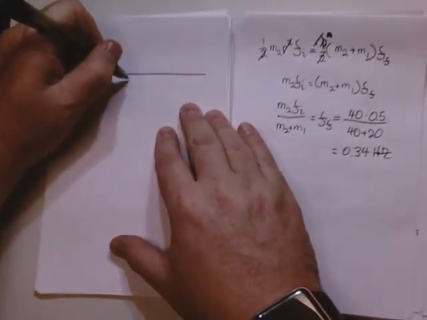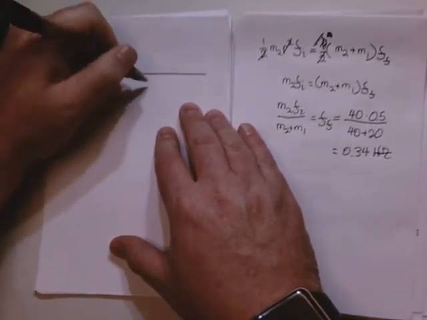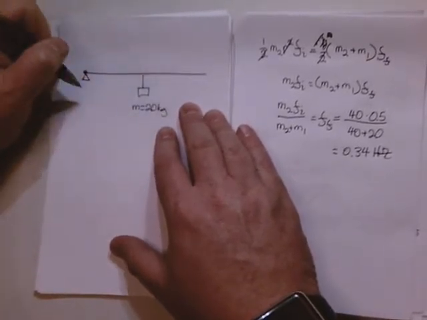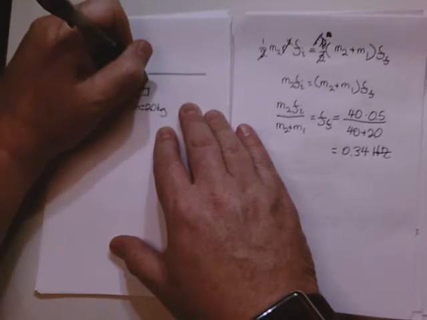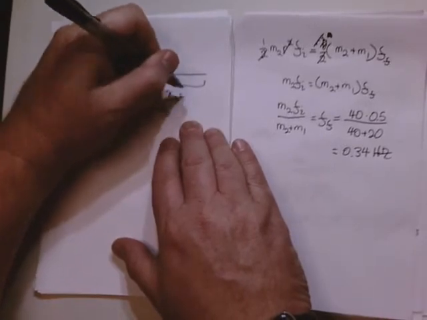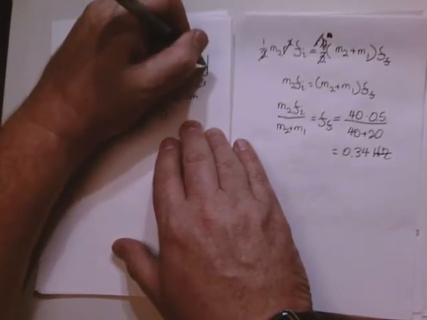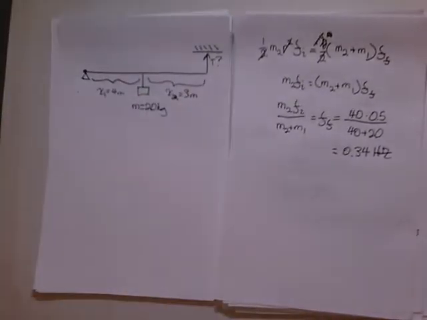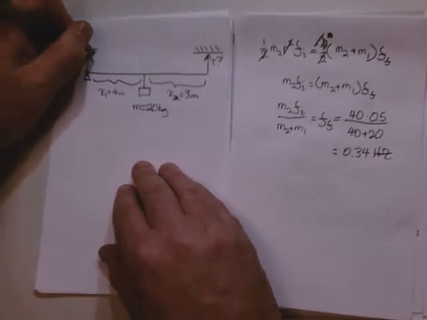So for a torque bar, what I'm going to do is, I have a 20 kilogram mass. X1 is 4 meters, and X2 is 3 meters. At the end is a string that is fastened to the ceiling. I want to know what that tension is, and I want to know what that force is.